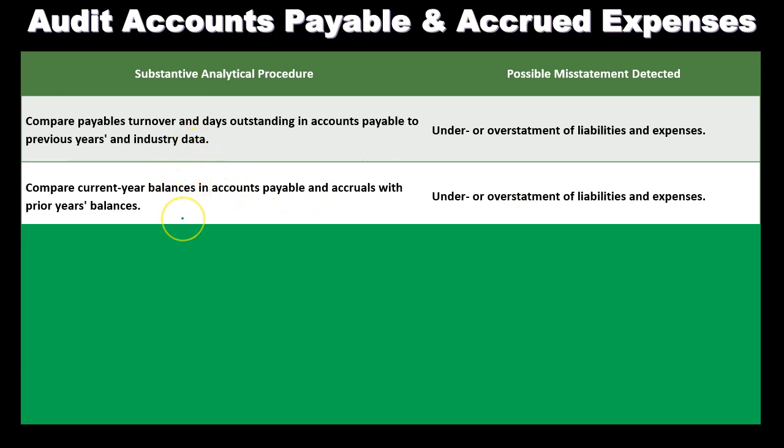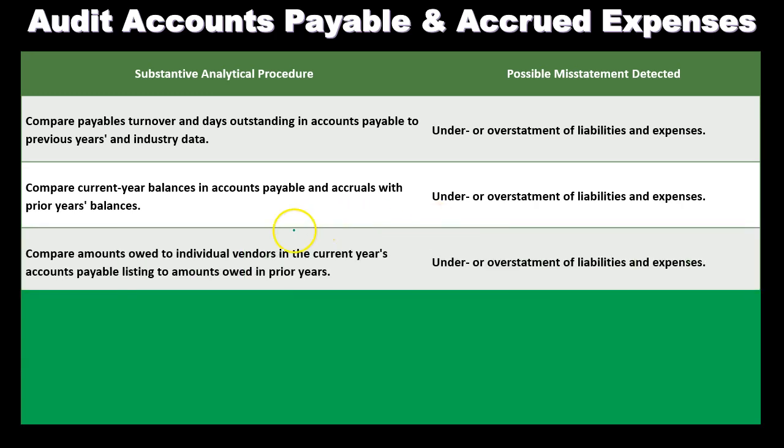For the next substantive analytical procedure, we can compare current year balances in accounts payable and accruals with the prior year's balances. Obviously, this will be a common procedure we'll do. We'll compare the current year to the prior year, and what we're going to detect is under or overstatement of liabilities and expenditures. So any kind of unusual activity from year over year comparison is something we might look into.